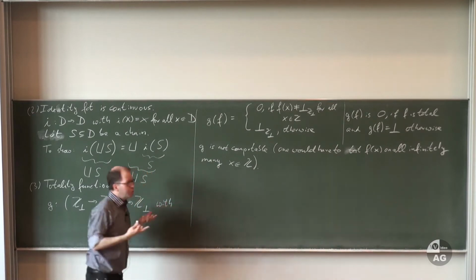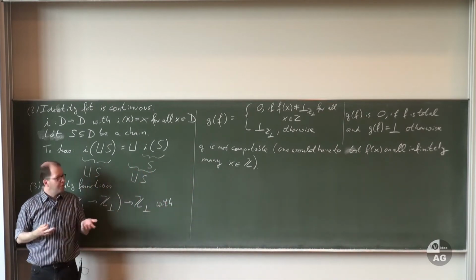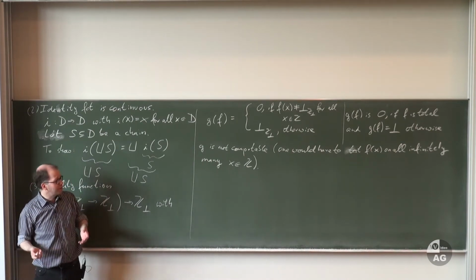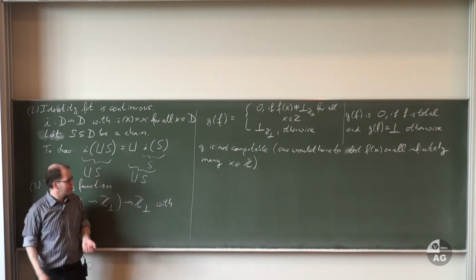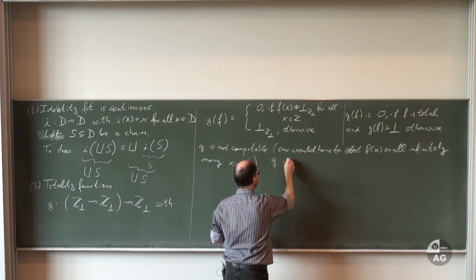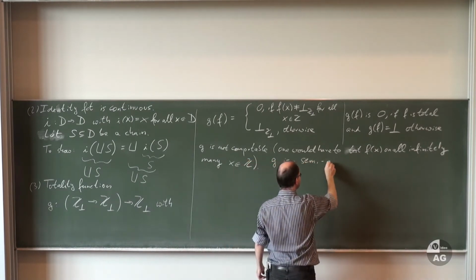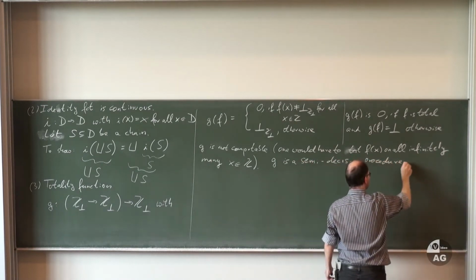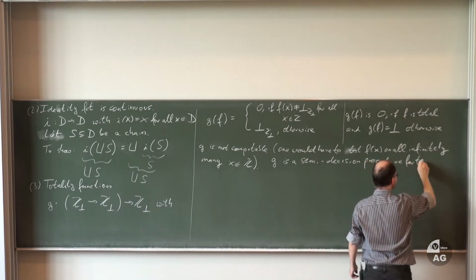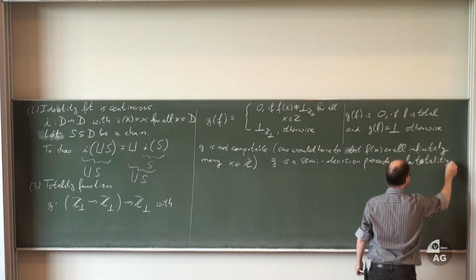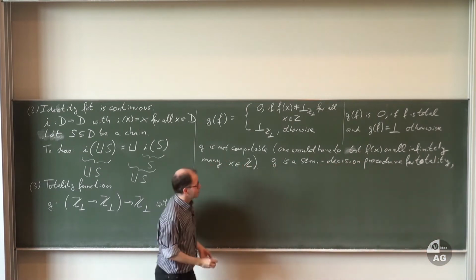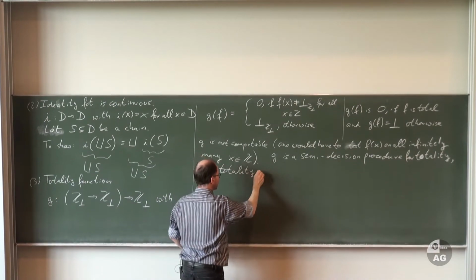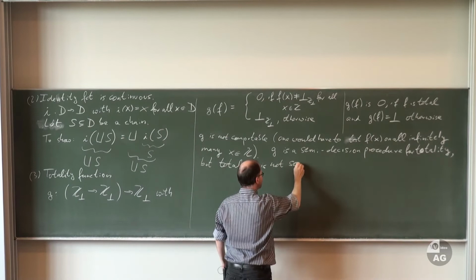And what G would do is, G is a semi-decision procedure. If f is total, then G returns yes, or 0, f is total. And if f is not total, then G doesn't terminate. And so G is a semi-decision procedure for totality, but totality is not semi-decidable.